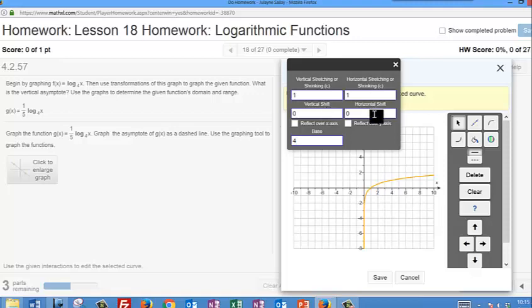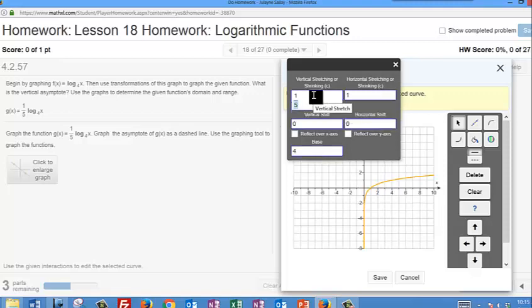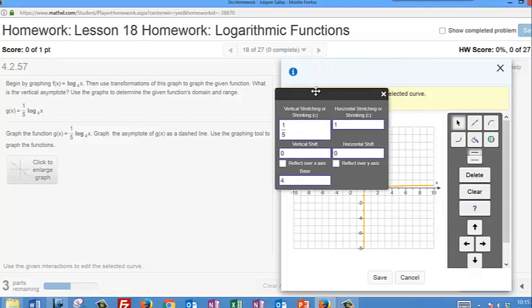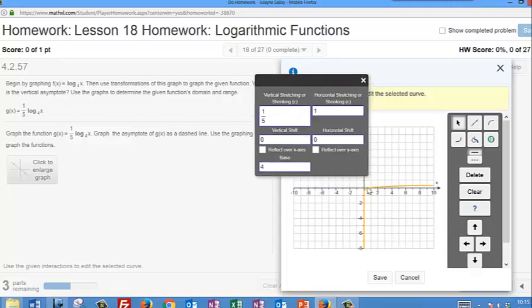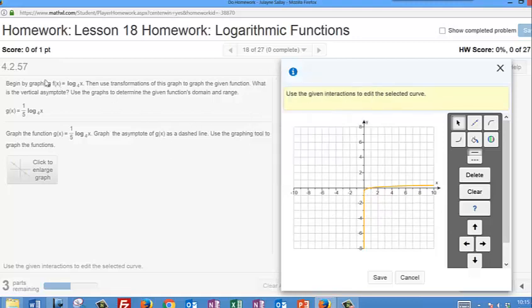My horizontal shift and my vertical shift are both 0, but I did have a compress and stretch of 1/5, so I'm going to change that 1 to a 1/5. And what happened is it compressed toward the x-axis. And that's all I had for that problem, so I'm going to go ahead and x out. So I have completely graphed 1/5 log base 4 of x. Notice I have not yet graphed the asymptote as a dashed line.